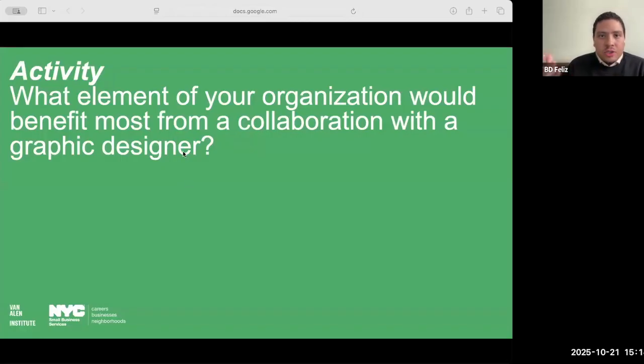I guess I'll just introduce this activity. The next activity is: what elements of your organization would benefit most from a collaboration with a graphic designer? You can add your responses in the chat. I know there's already some activity going on in there. There's a poll, a survey that people can respond to, and after we'll look at the poll and see if anyone is moved to articulate or verbalize any of their responses.